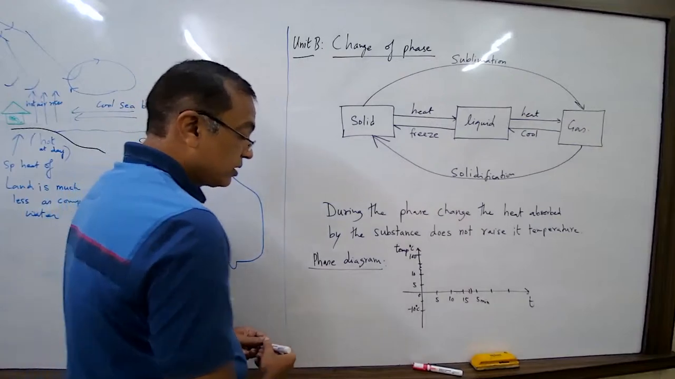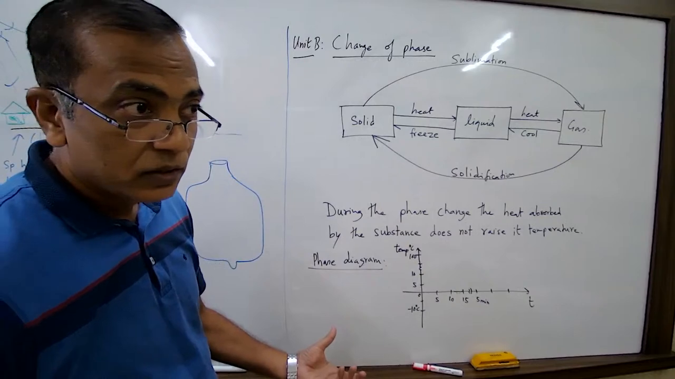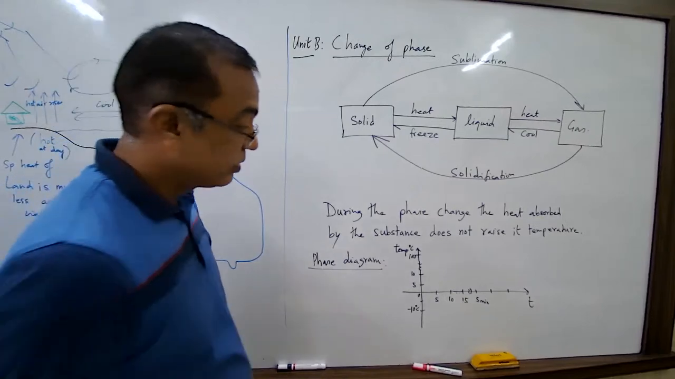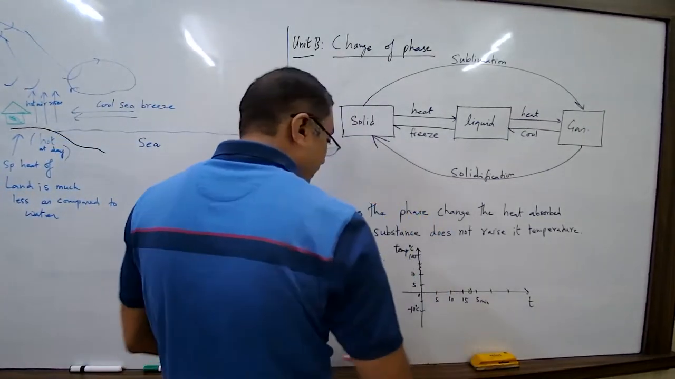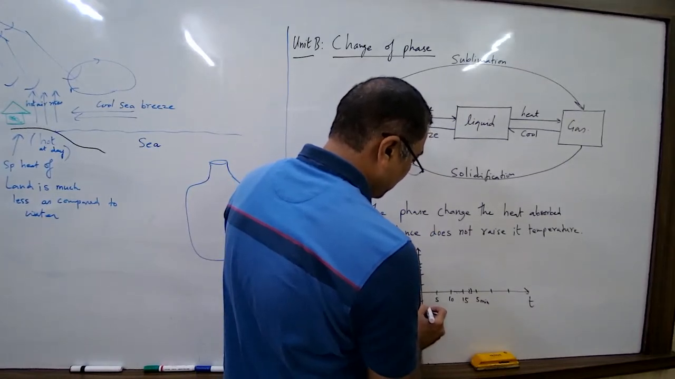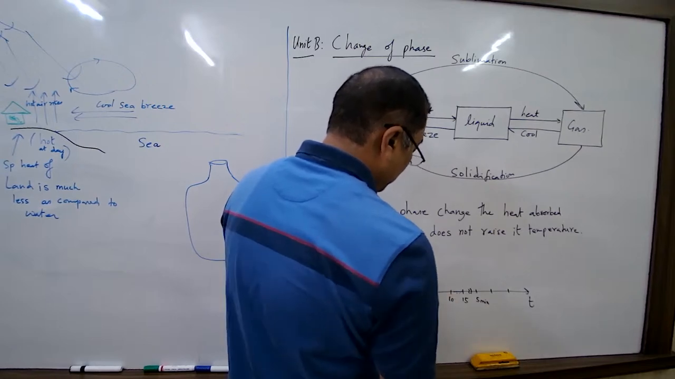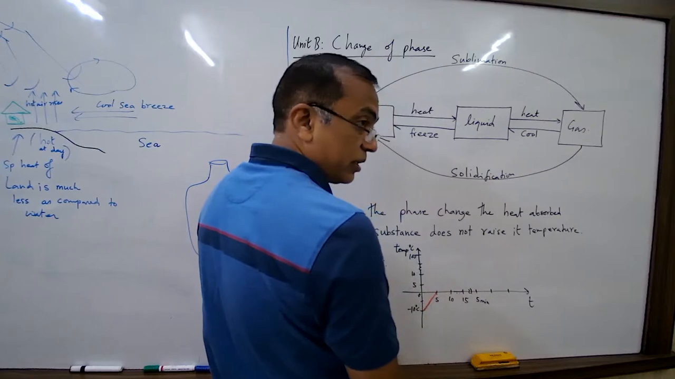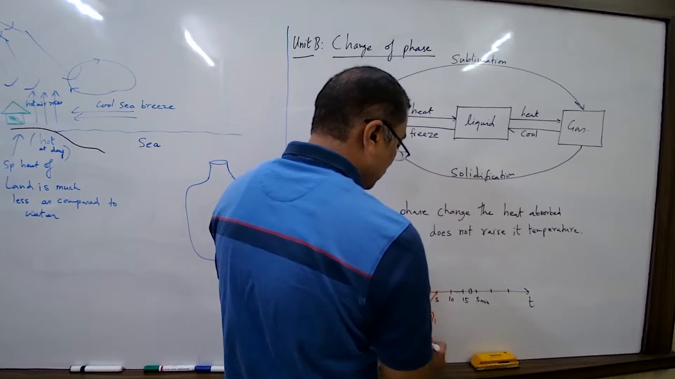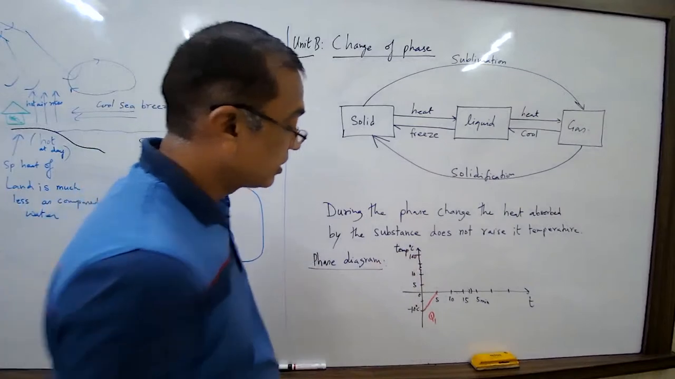Initially when we start heating the ice, what will happen? Ice will remain ice only till 0 degrees Celsius. So from minus 10 to 0, its temperature will rise. Now ice at 0 degrees. We have given some Q1 amount of heat. Whenever we pass heat, its temperature will rise.